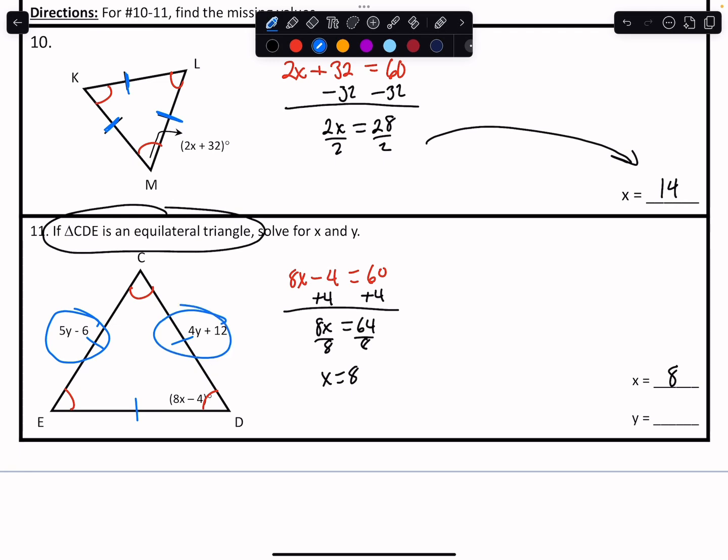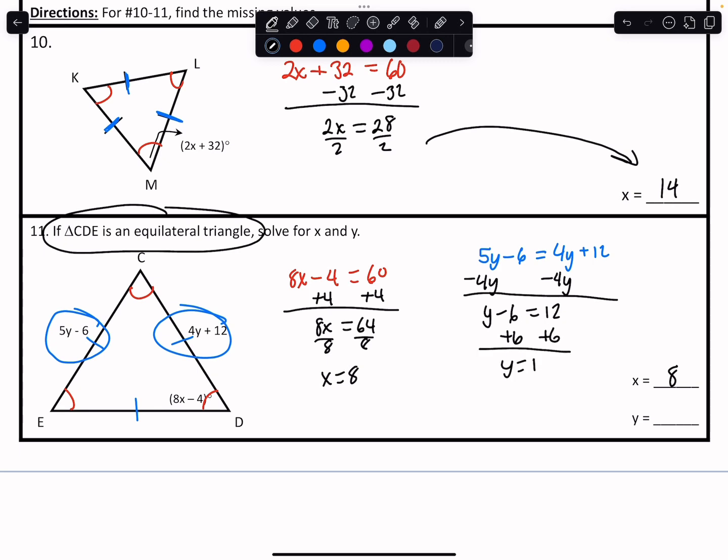The y's are in side lengths, and in equilateral triangles, all sides are the same. So what we're doing here is we're just setting the sides equal. So here's me solving for y, right? Subtract both sides by 4y. You get that y minus 6 is equal to 12. And then when you add both sides by 6, you'll get that y is equal to 18.